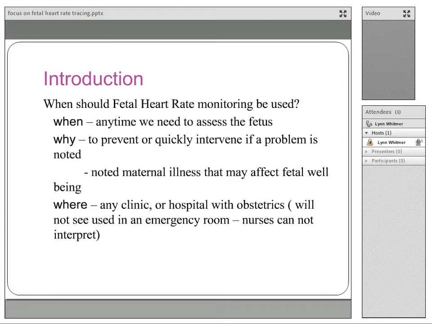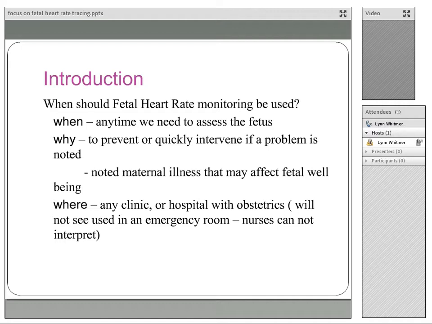Any clinical hospital with obstetrics, but you will not see a fetal monitor in an emergency room because there is a legal component to this. A nurse must be able to read and interpret fetal monitoring strips. And if you are not able to do that, or if you've not completed the basic and advanced fetal monitoring courses, then you would not be held legally responsible. Therefore, emergency room nurses who are not going to see this very frequently are going to be held responsible.